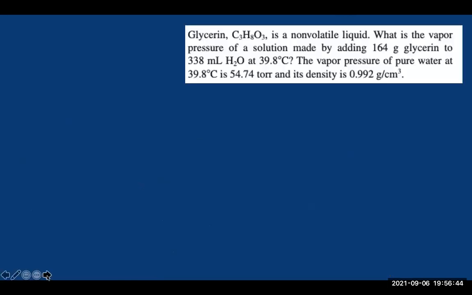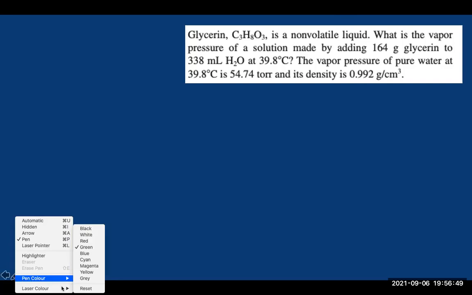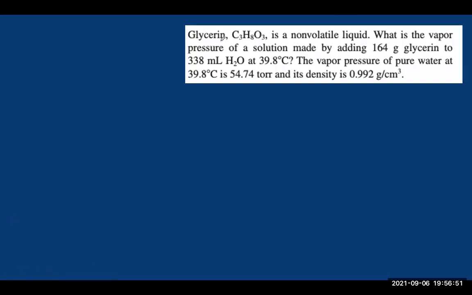Okay, another example. Here again we have glycerin, and glycerin is a non-volatile liquid. So this one is non-volatile. What is the vapor pressure of a solution made by adding 164 grams of glycerin, which is the solute, and 338 milliliters of H2O, which is the solvent?